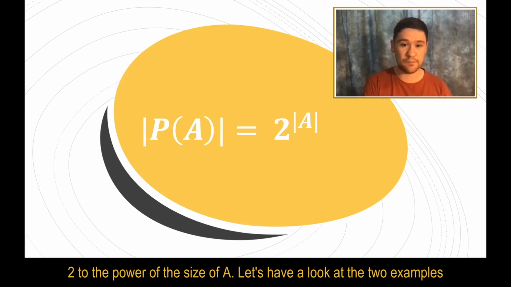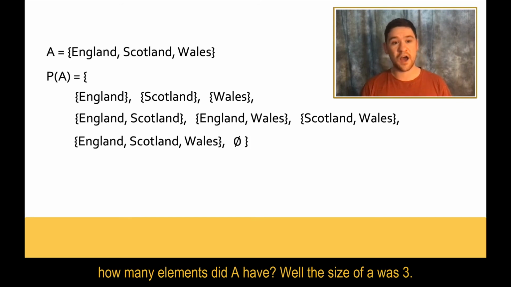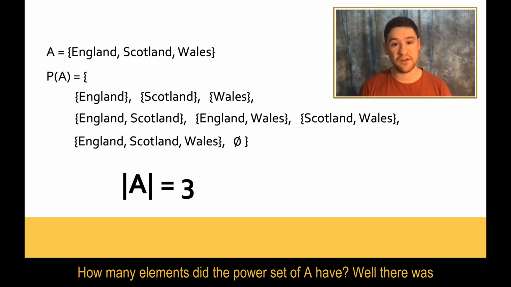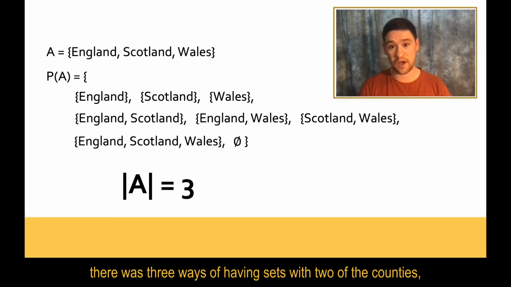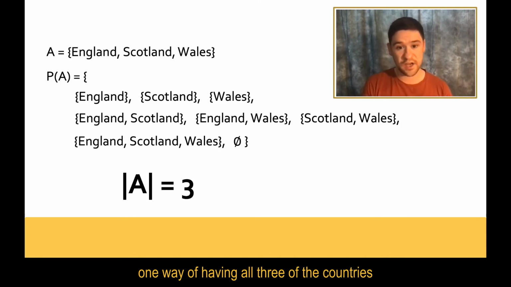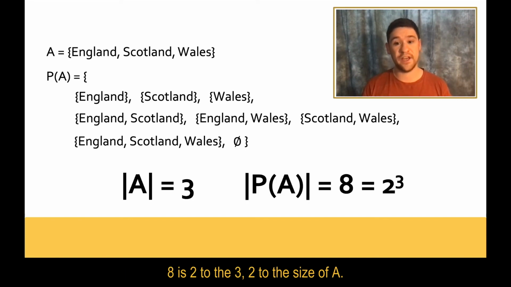Let's have a look at the two examples we previously did. In this case, how many elements did A have? Well, the size of A was 3. How many elements did the power set of A have? Well, there were 3 ways of choosing just one of the countries. There were 3 ways of having sets of 2 of the countries, one way of having all three of the countries and one way of having none of the countries. So altogether there were 8 elements in the power set of A. 8 is 2 to the 3, 2 to the size of A.